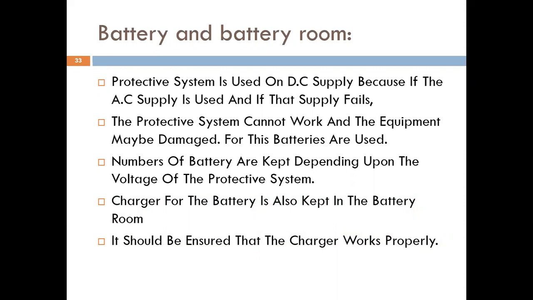so that we use a battery in a substation. Otherwise, the protective system cannot work and equipment may be damaged. For this, batteries are used. The number of batteries kept depends upon the voltage of the protective system. The charger for charging the battery is also kept in the battery room. It should be ensured that the charger works properly.